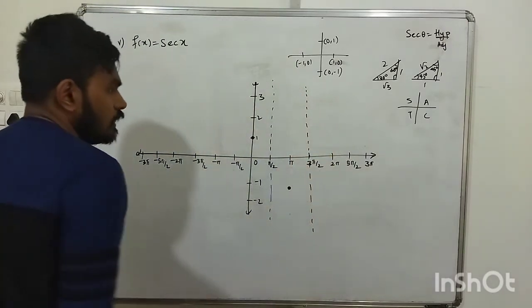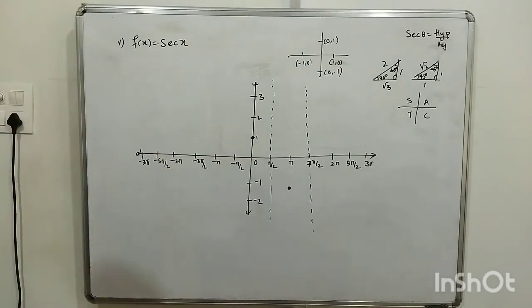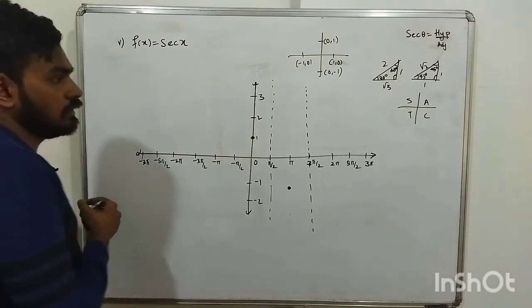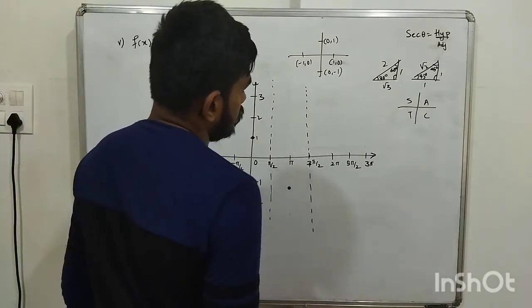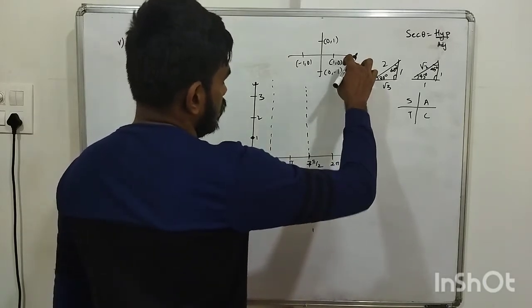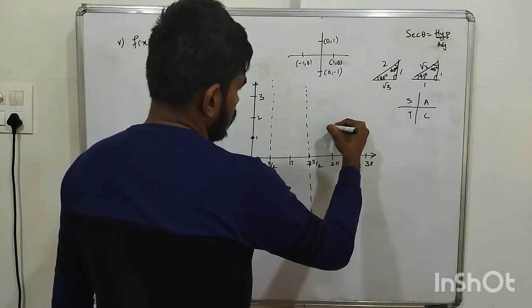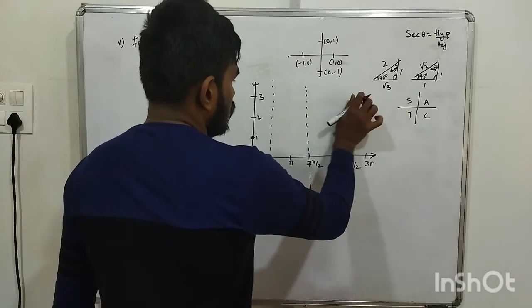Actually it is negative infinity. Correct? Understood? No? Next. Here it is 2 pi. So for 2 pi, it is again here. So the point will come here. Correct? 2 pi is 1.